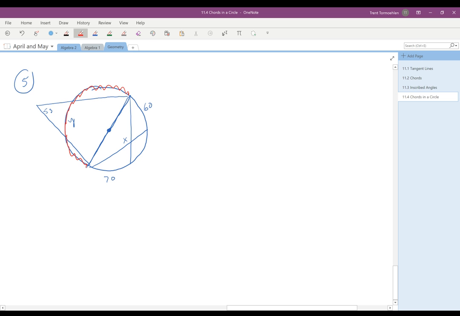And then because this is 60 and this is 70, then this must be 50 because that side must be 180 as well. So because you've got a point inside the circle, remember, if the chords meet inside the circle, the value for x is the average of the intercepted arcs. So the intercepted arcs are 180 and 50, right? That 180 is the arc that's inside this angle here. 50 is the arc that's inside that angle. So you do 180 plus 50, and then it's always divided by 2. And so that's going to equal 115.